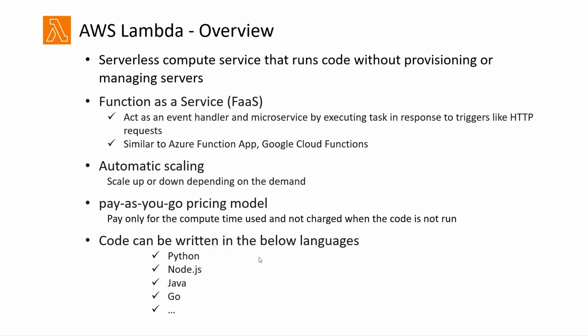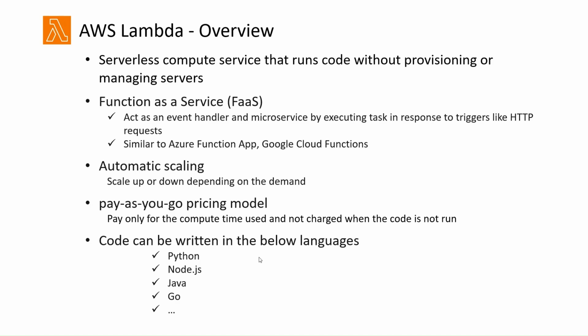AWS Lambda overview. AWS Lambda is a serverless compute service that runs code without provisioning or managing servers. The code is organized into Lambda functions and it contains one or more Lambda functions.